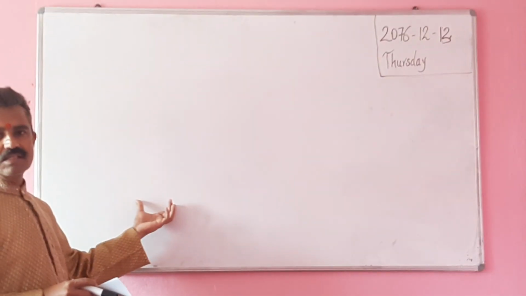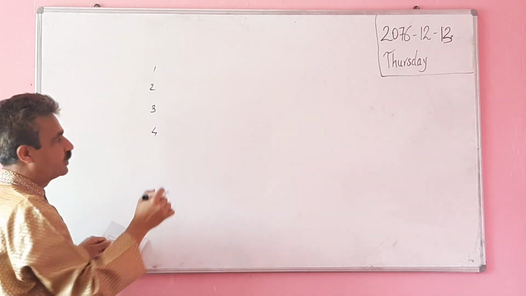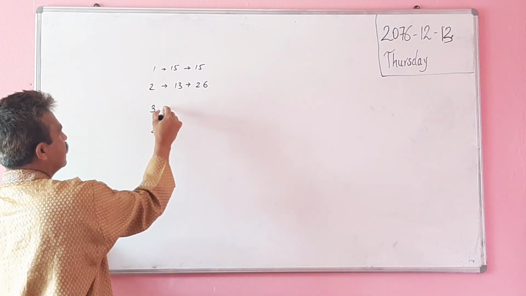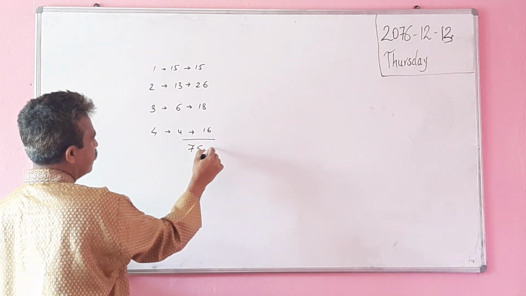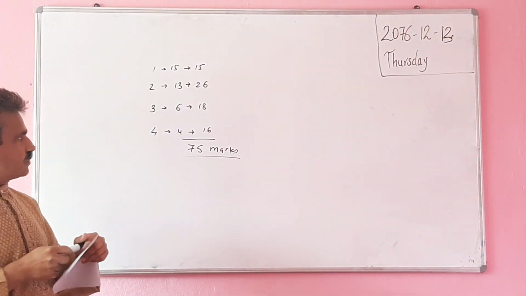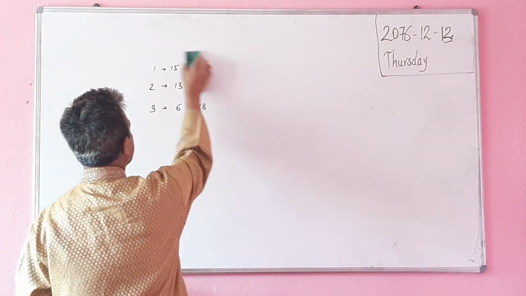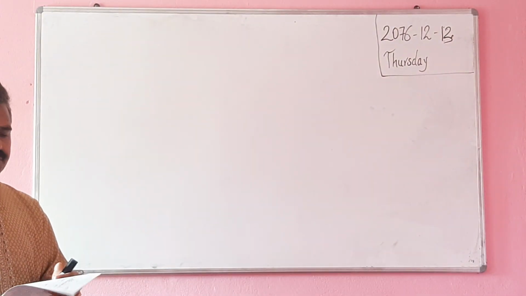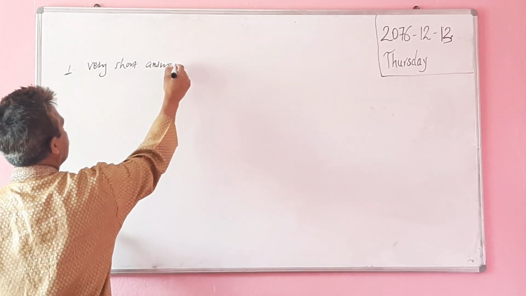How many types of questions are asked in SE? Mainly 4 types: 1 mark, 2 marks, 3 marks and 4 marks questions. 1 mark 15 questions, 15 marks; 2 marks 13 questions, 26 marks; 3 marks 6 questions, 18 marks; and 4 marks 4 questions, 16 marks. Altogether 75 marks. Science is a subject in which we can deserve 75 out of 75, because it is a fact. If you write the exact facts, then you will deserve 100% marks, and 25 marks will be given from practical. So today we are going to do question number 1, very short answer questions.